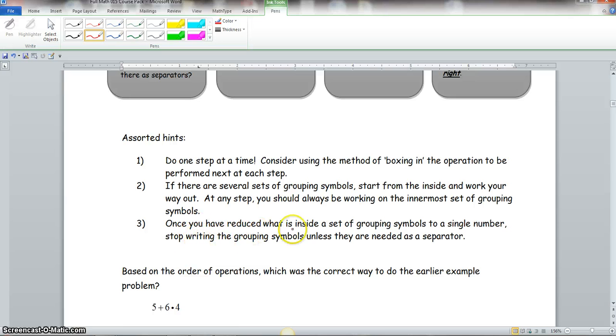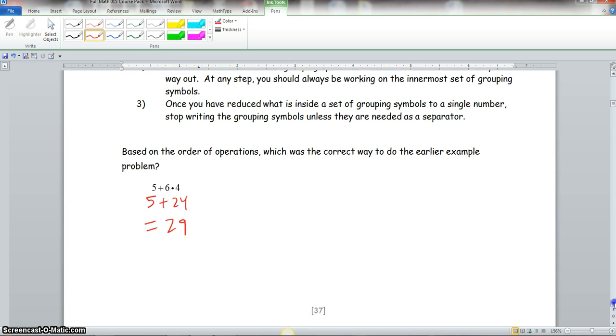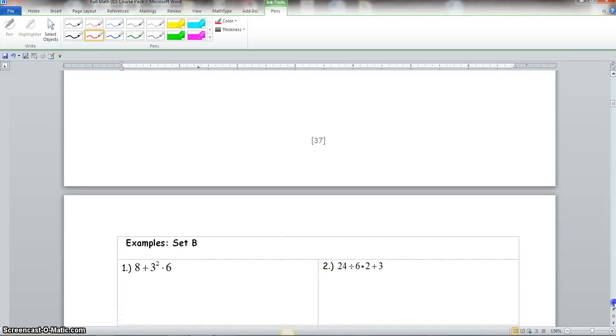Step 3 is once you have reduced what is inside a set of grouping symbols to a single number, stop writing the grouping symbols unless they are needed as a separator. Based on the order of operations, which was the correct way to do the earlier example? Now we see that multiplication comes before addition. So we will multiply first, so it'll be 5 plus 24, which we know is 29. So that was the correct answer to that problem.